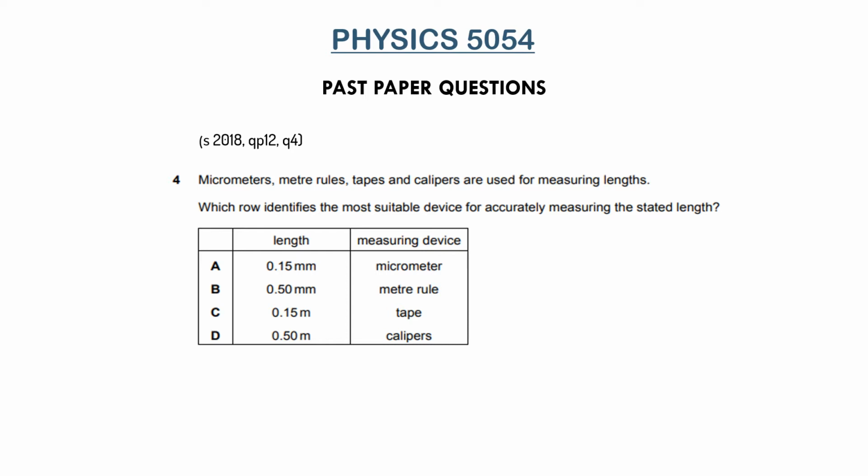So the question states, micrometers, meter rules, tapes and calipers are used for measuring lengths. Which row identifies the most suitable device for accurately measuring the stated length? So they have given us lengths and we need to tell which instrument would be the best to measure that length. And actually this type of question is very common these days.